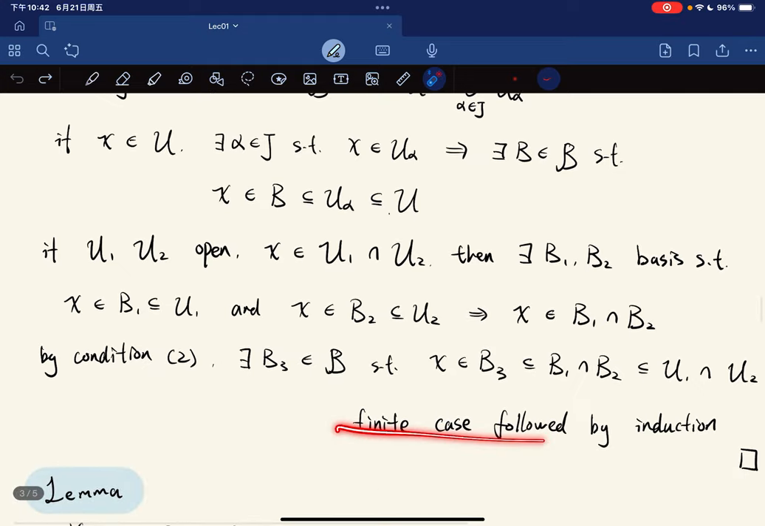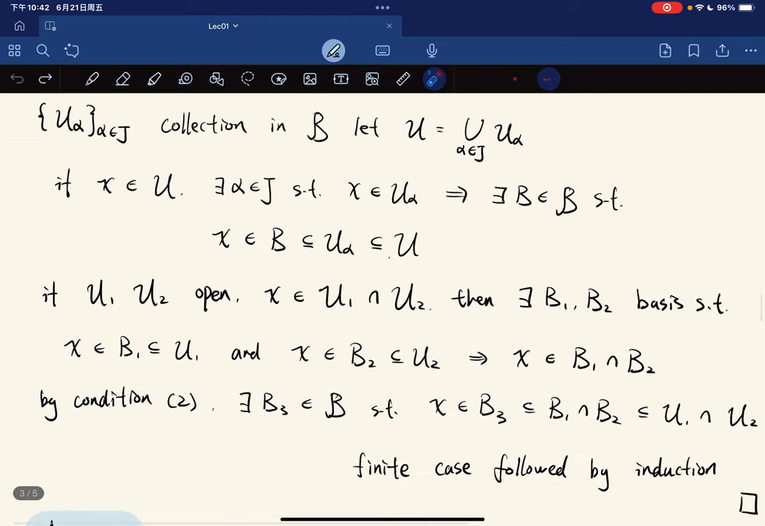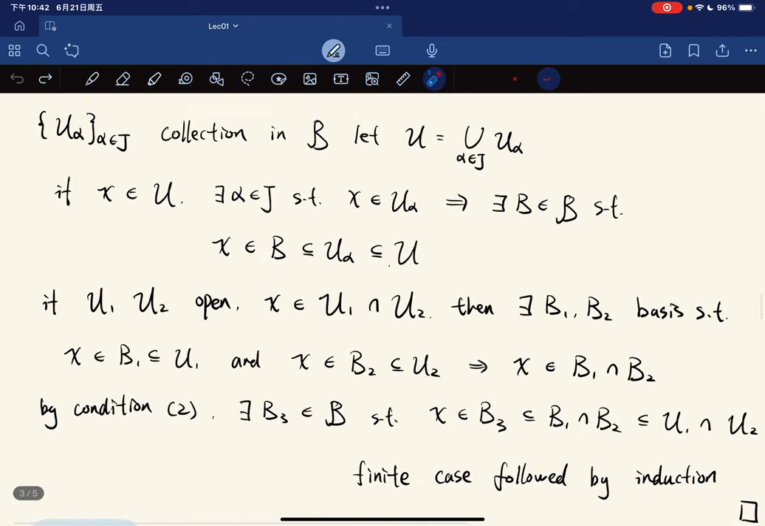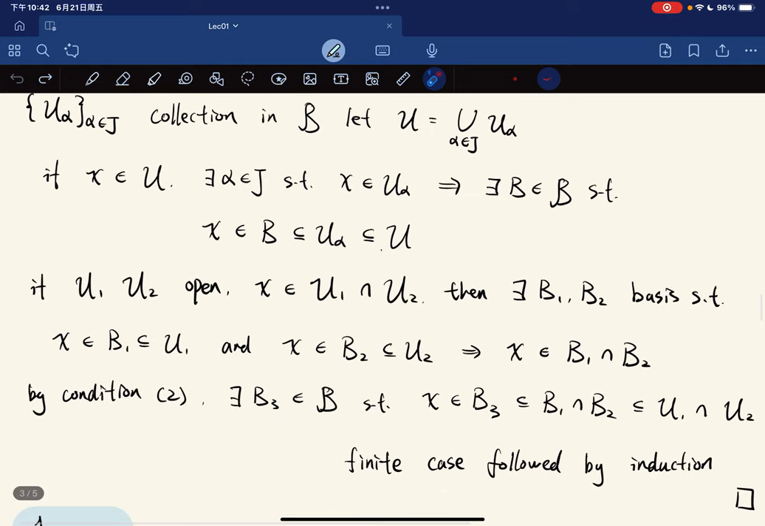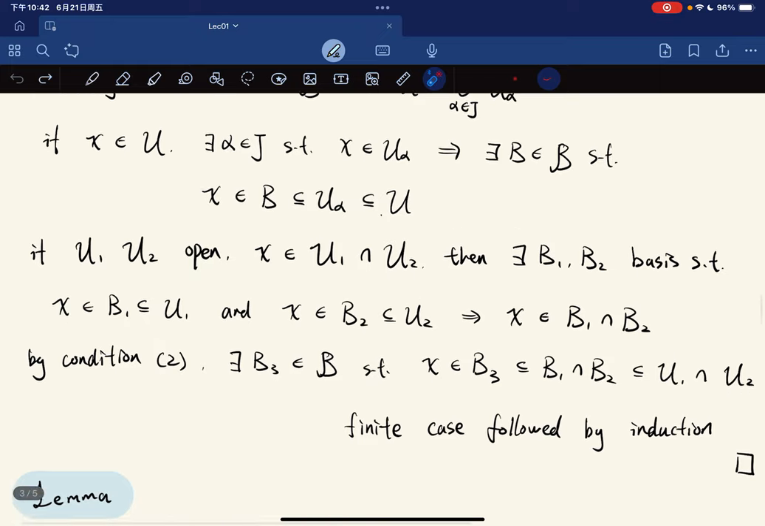The finite case follows by induction. We just check two, and the induction hypothesis takes care of the rest. You can check it yourself. I mean, okay, it's not really that easy, but you can check it if you want.